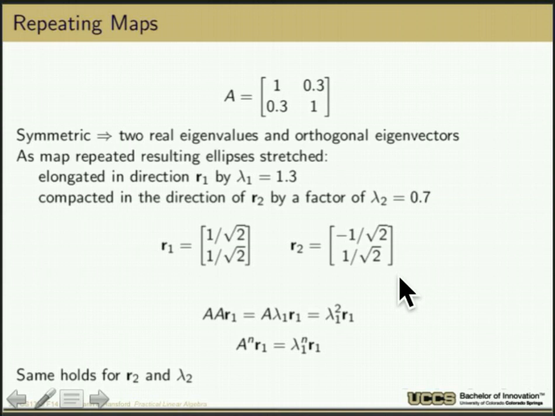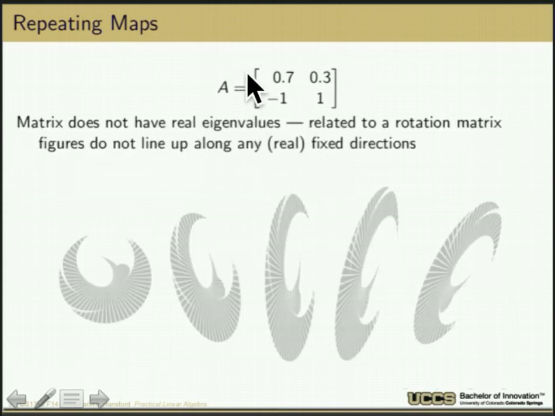If we apply it to non-symmetric matrices, here's a general matrix. This is not symmetric. This matrix does not have real eigenvalues. If you put in lambda diagonal, do the quadratic form, it has no real eigenvalues. Nothing stays the same. So it's related to a rotation matrix in the sense that there is no direction that is fixed. But it can still be doing some scaling. So you'll see there is a scaling going on here.